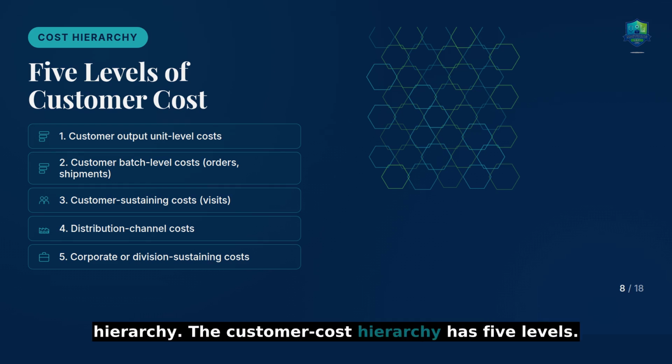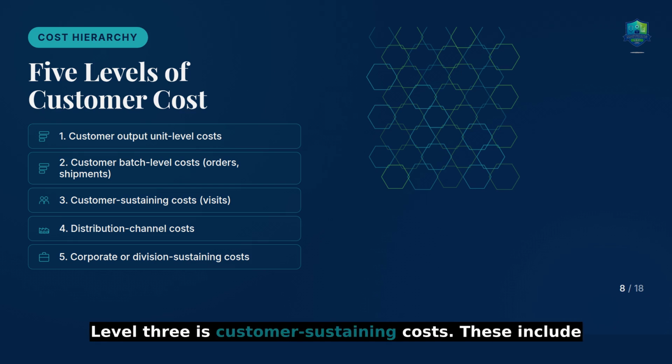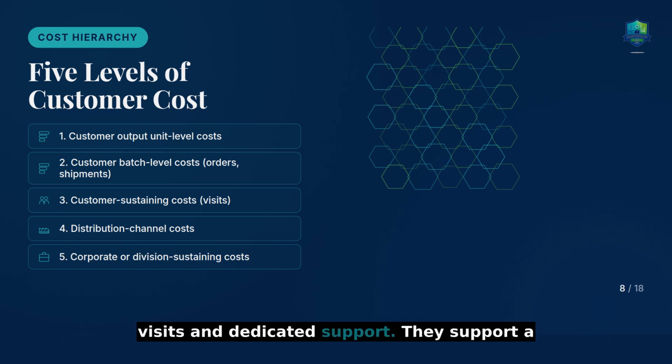The customer cost hierarchy has 5 levels. Level 1 is customer output unit level costs. These are costs of activities to sell each unit to a customer. Level 2 is customer batch level costs. Think sales orders and shipments. These costs scale with the number of batches, not units. Level 3 is customer sustaining costs. These include customer visits and dedicated support. They support a specific customer regardless of units or batches.